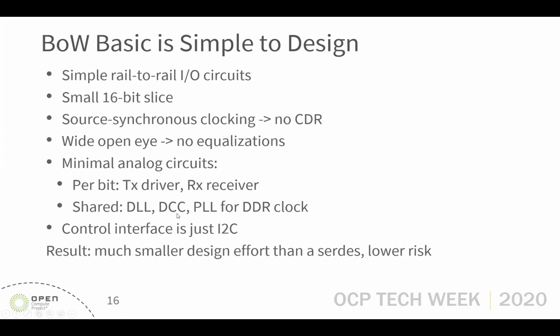Duty cycle correction may be needed, and somewhere we need to get that DDR clock for 2.5 gigahertz for a 5 gigabit per second data. And the control interface is just I squared C or I cubed C, something that'll be available. So the result, we think, is smaller design effort to design from scratch than porting a high-end SerDes, and considerably lower risk.